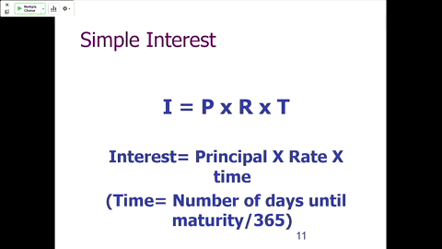So, compound interest. So here's our simple interest. Principal times rate times time. That's it. Time, again, is number of days until maturity divided by 365. It's always a year. So that's our simple interest calculation. Principal times rate times time. It's the easiest way for us to teach you basic interest information.